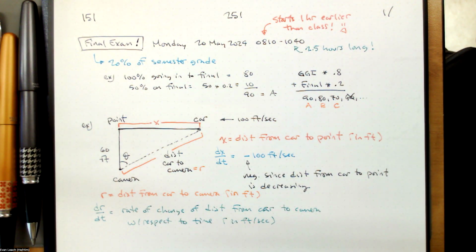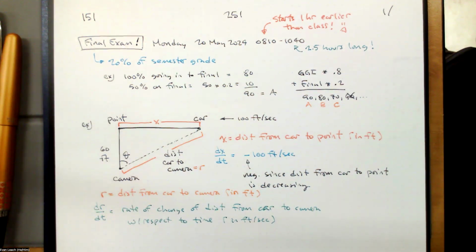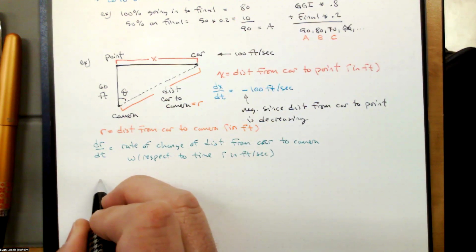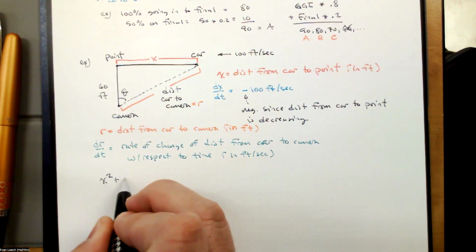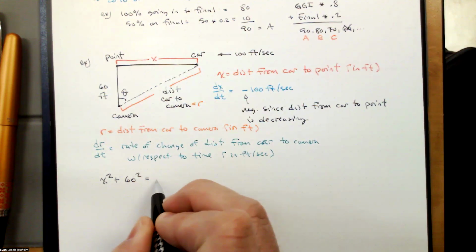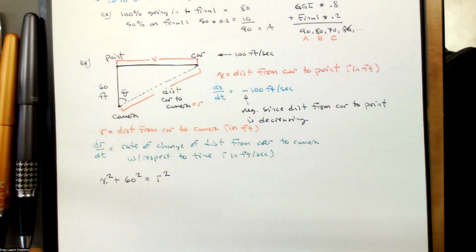So these rates are related. I need to find a relationship between the variables, and we're going to use the Pythagorean theorem. That's because we have this gigantic right triangle. So x squared plus 60 squared is equal to r squared. r is the hypotenuse in this case. Here's a relationship between r and x.